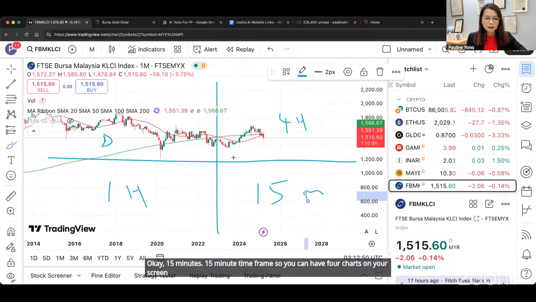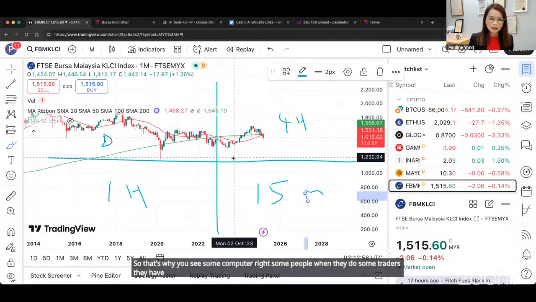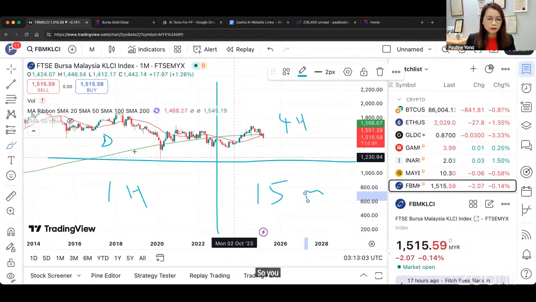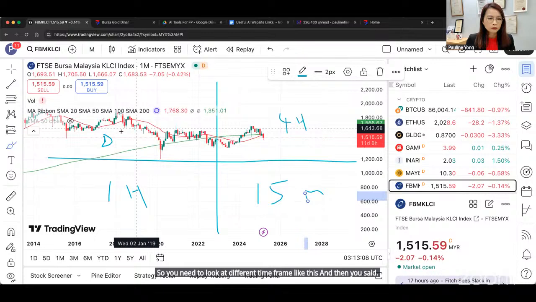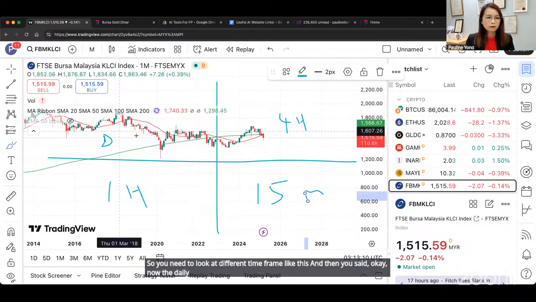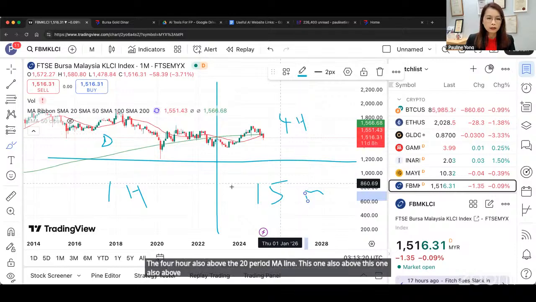That's why you see some traders have a few computers, because they want to see a few time frames together. So you need to look at different time frames like this. And then you say, okay, the daily time frame is above my 20 period MA line. The 4-hour is also above the 20 period MA line. This one also above, this one also above. So all are showing above.